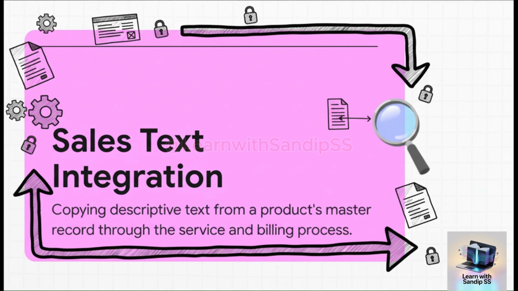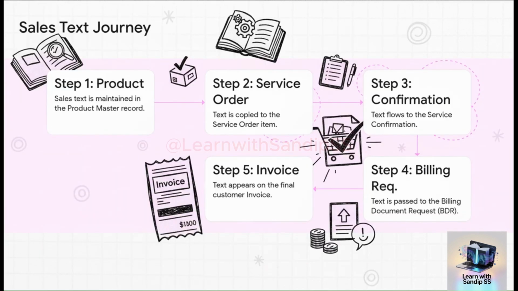Okay, our second communication tool is sales text integration. This one is all about consistency. It makes sure that the detailed description of a service or a part that you've carefully saved in the product master record follows that item through every single step of the process. I mean, just look at that journey. It goes from the master data to the order to the confirmation and all the way to the final customer invoice. What does this mean? It means the customer sees the exact same clear, consistent description on their bill that they saw in the initial order. No confusion, just total clarity.